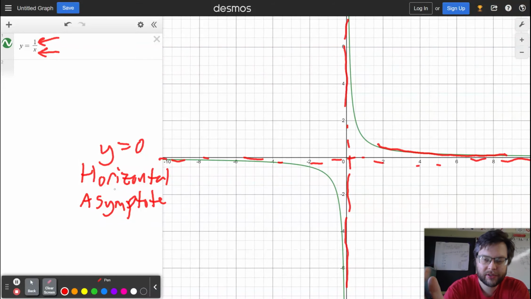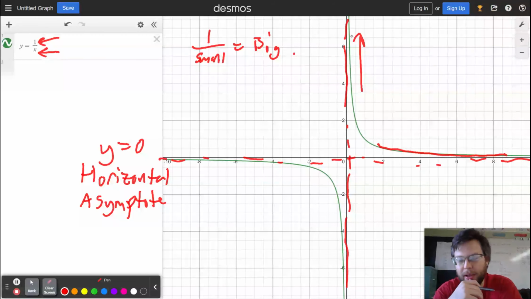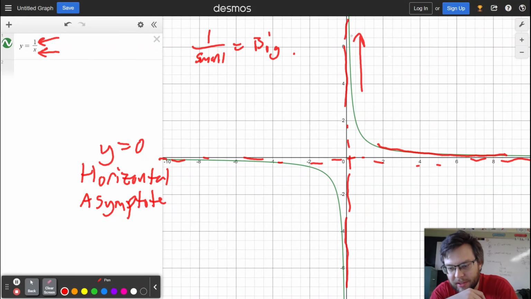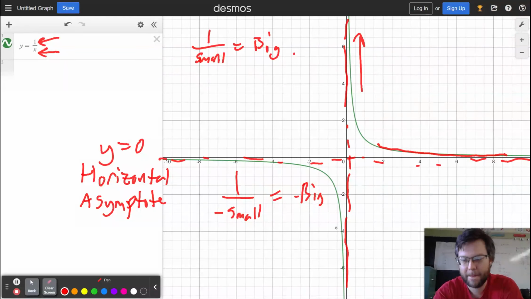Similarly, if you divide by small numbers, you get big answers. And so if you have 1 divided by a really small number, you get a big answer. And that's why you see the graph shooting up like this. If you think about it, 1 divided by a tenth is 10. 1 divided by a hundredth is 100. And you have the same idea here, that 1 divided by negative small is just negative big. And that's why it shoots down like that.